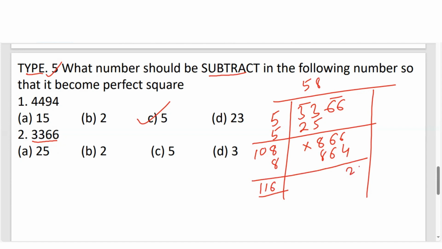So what remainder is what? 2. That means if we subtract 2 here, we will get our number which is a perfect square. So our right answer is what? 2. In this way, if any question is given asking what number we should subtract to become a perfect square, use this form. Okay. Now let us see the next question.